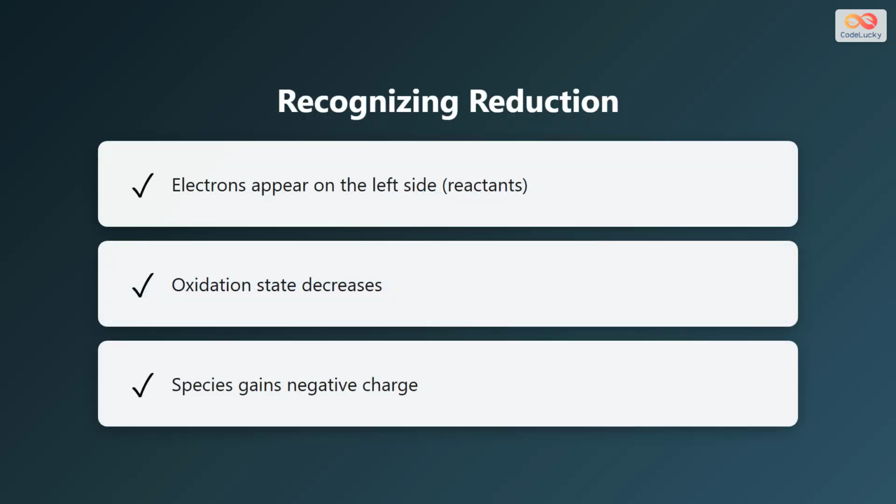How can you quickly identify a reduction half-reaction? There are 3 key indicators. First, electrons always appear on the left side of the equation as reactants. Second, the oxidation state of the species decreases from reactants to products. And third, the species gains negative charge or becomes less positive. If you see these 3 characteristics in a half-reaction, you can confidently identify it as reduction. These recognition tools are essential for balancing redox equations and understanding electrochemical cells.